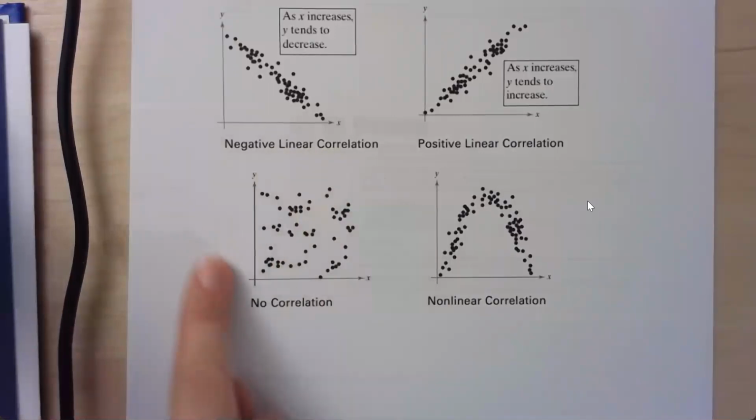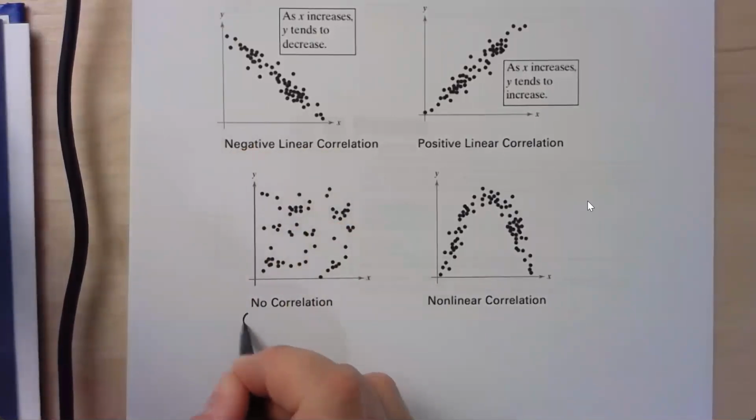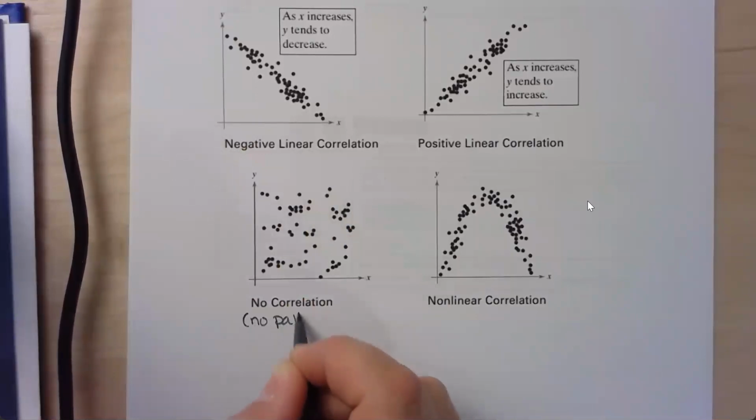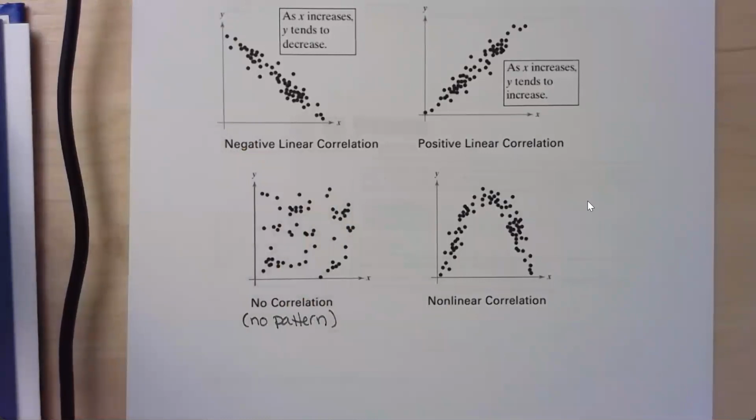And then in this example here, if your data doesn't seem to have any pattern at all, then there's no correlation. So there's really no way that these two variables seem to be related to each other, at least based on the sample set that we have.